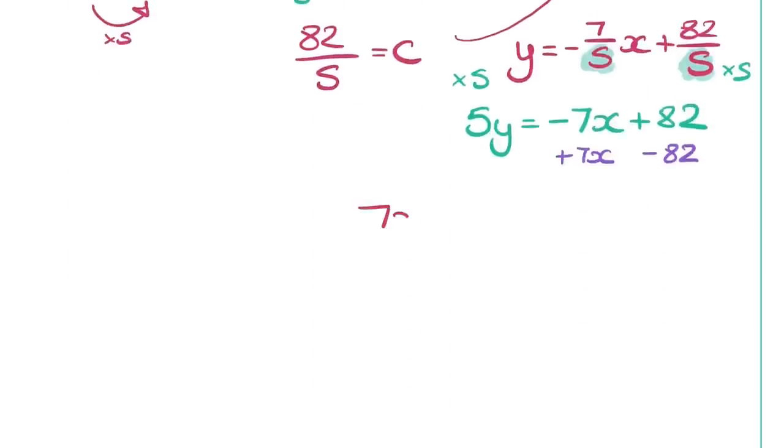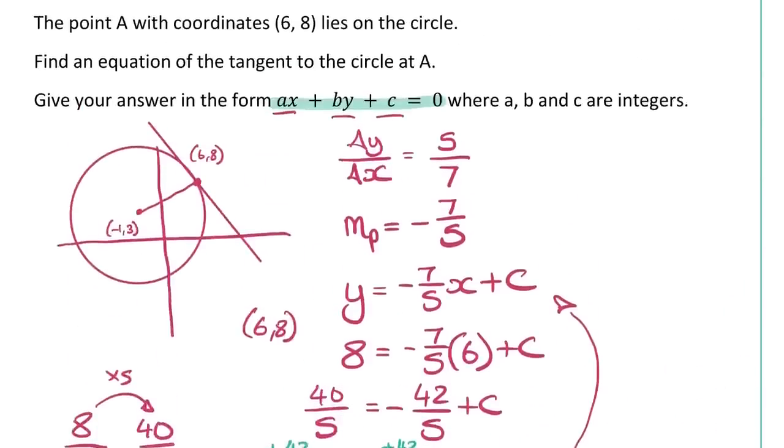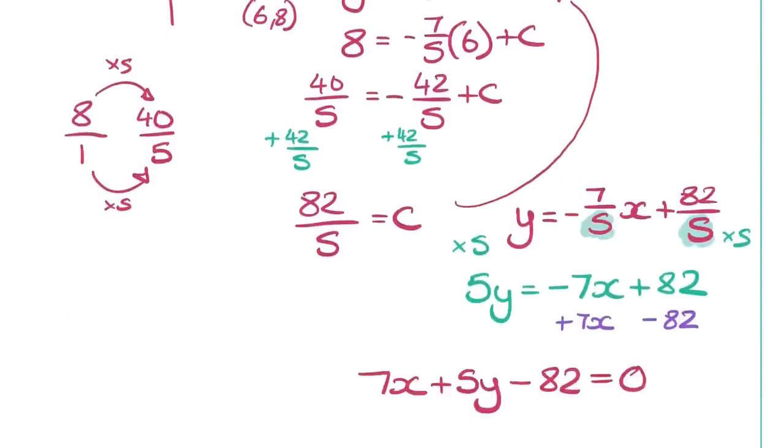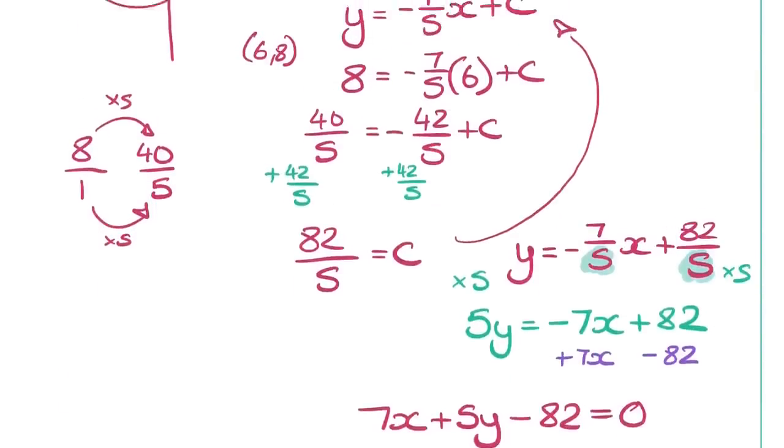So that'll be 7x plus 5y. We've had to introduce that plus symbol in front of the y there. And then minus 82, and that is equal to 0. And that is in the form they wanted. So 7x plus 5y, and then minus 82 is equal to 0.